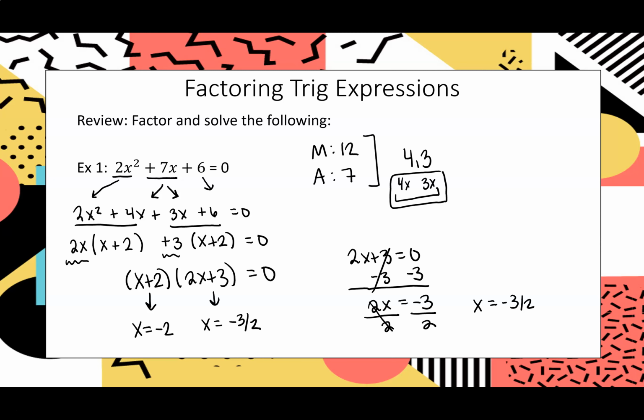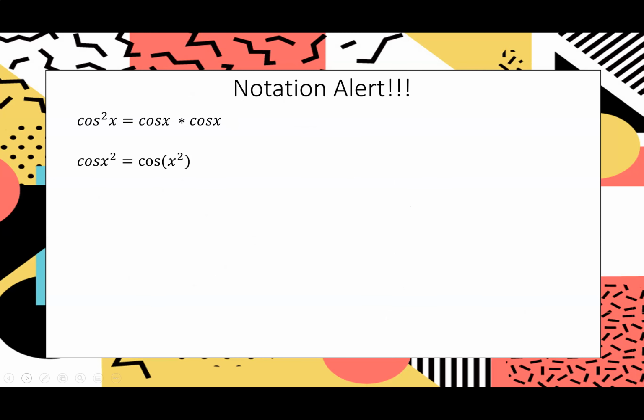All right, let's actually do a trigonometry one. But first, we need to do some notation alert, notation alert, notation alert. Cosine squared x is equal to cosine x times cosine x. So how do I pronounce this again? I called it cosine squared x. Okay, because that 2 is located right here, that's implying that we have cosine x times cosine x.